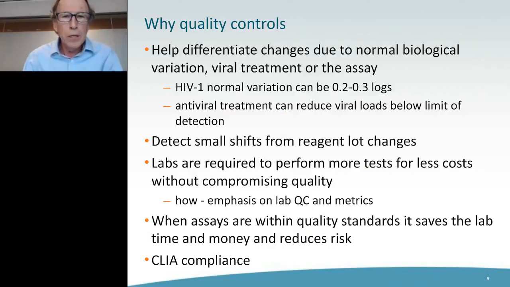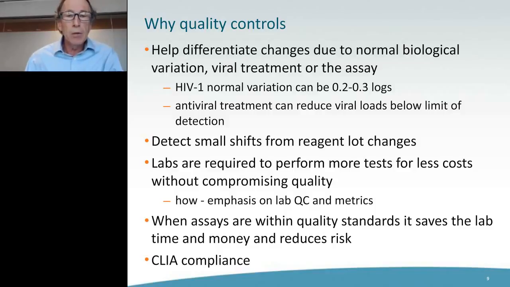So why quality controls? There are really three things you want to be able to differentiate. One is to differentiate normal changes from biological variation. And second, we'll talk about treatment. You want to be able to follow a specific patient to make sure they're responding to treatment and viral load is dropping. And from a QC perspective, you want to identify any assay drift or any assay variation over time early. For example, in HIV, normal variation can be as high as 0.2 to 0.3 logs over time, and that's just normal variation.